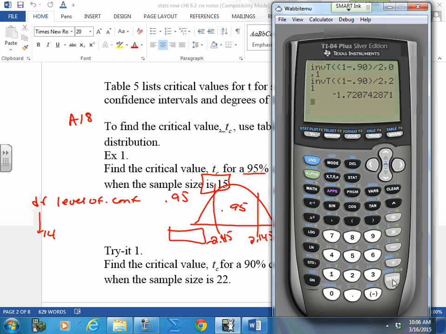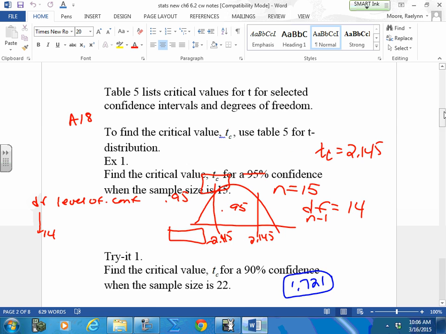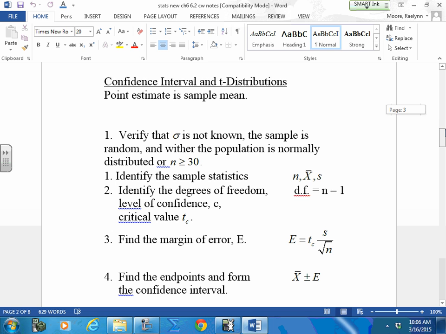Okay? But for those of you that like to use that, the software is better on your phone, on your calculators, so that you can see it better.